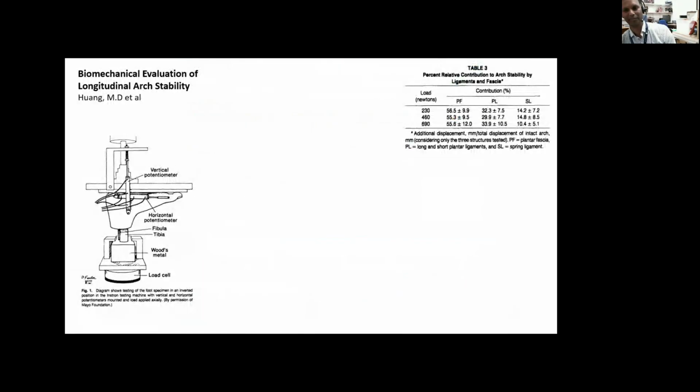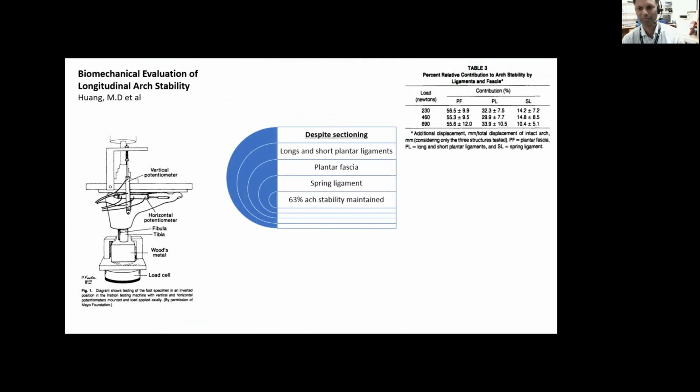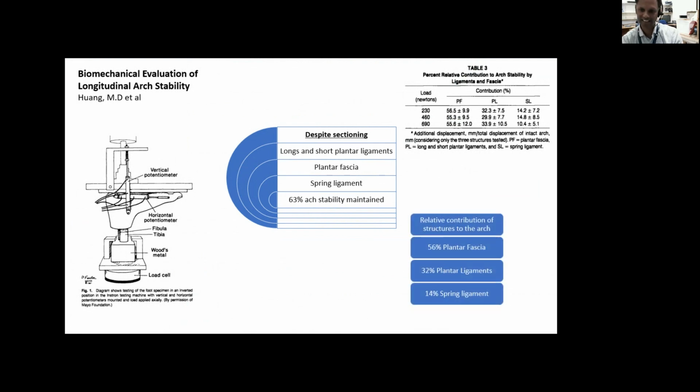And Huang did a study where he was able to use strain gauge potentiometers to measure foot length and arch height. And what he found was when sectioning the long and short plantar ligaments, the plantar fascia and the spring ligament, 63% of arch stability was still maintained. But out of that 37% loss of arch stability, only 14% was due to the spring ligament. So if only 14% of arch stability is due to spring ligament, can it be important?